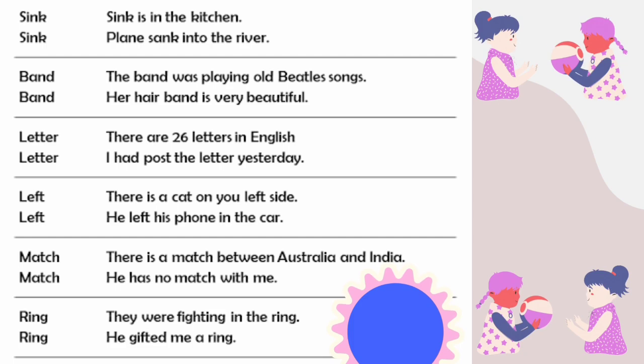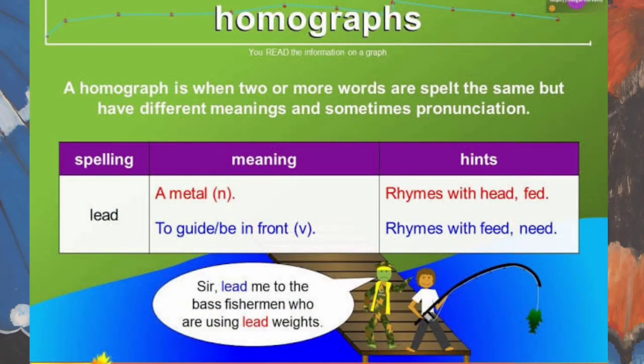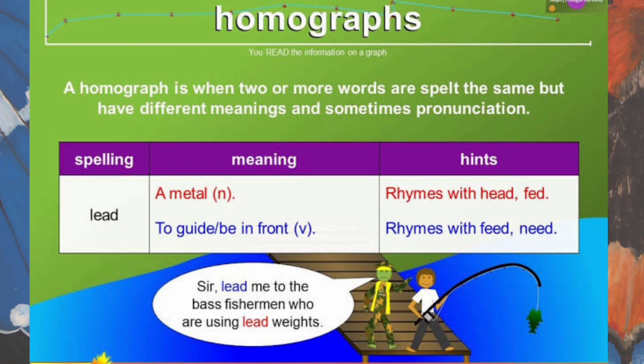Homographs refer to when two or more words are spelled the same but have different meanings and sometimes different pronunciation. The word lead is an example of a homograph. It is spelled the same, but it has different meanings and also different pronunciation.